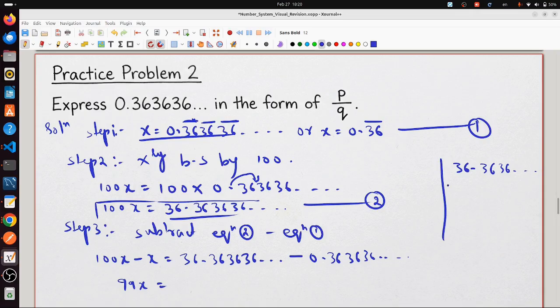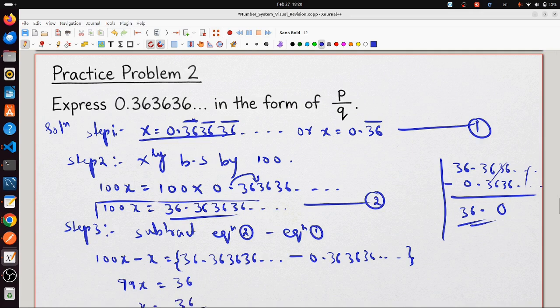36.3636 dot dot dot minus 0.3636 dot dot dot. Same as we saw in the previous problem, these all will cancel and this will be 0. 36 minus 0 is 36. We got 36 as this value. Now x equals 36 by 99.